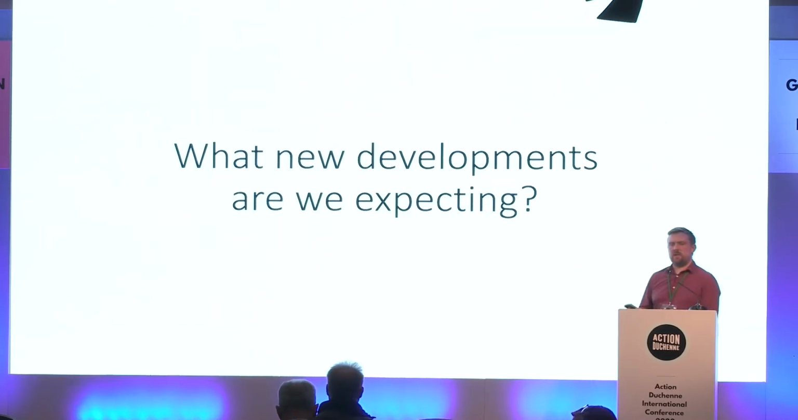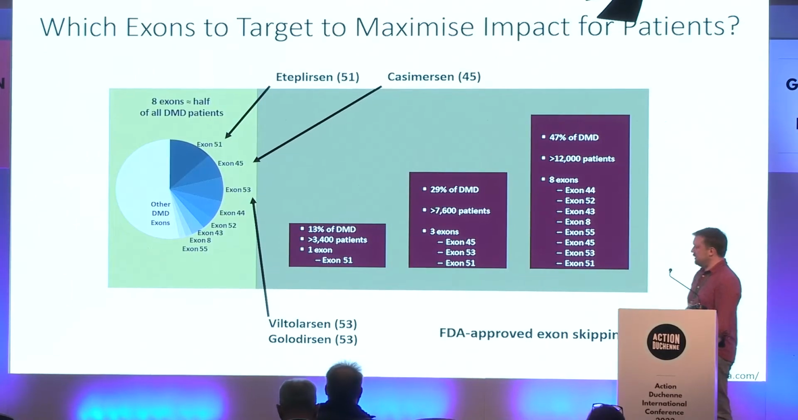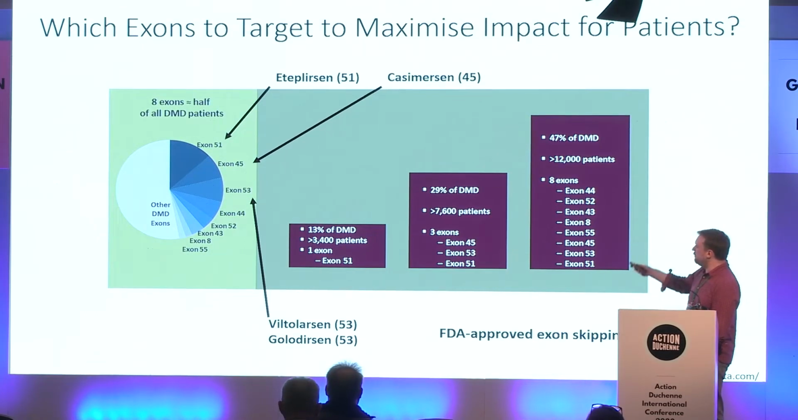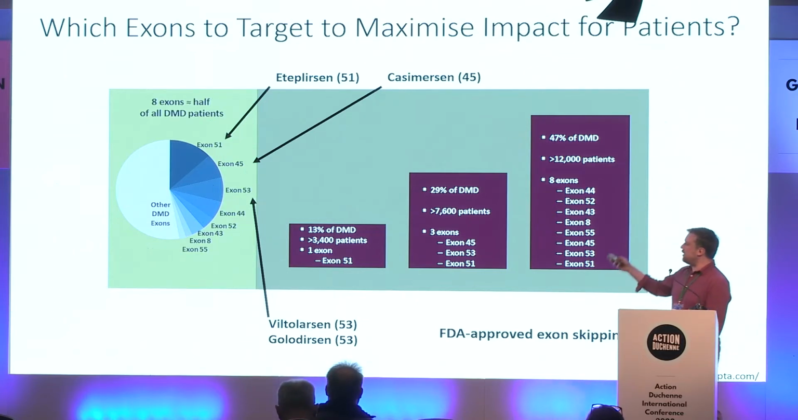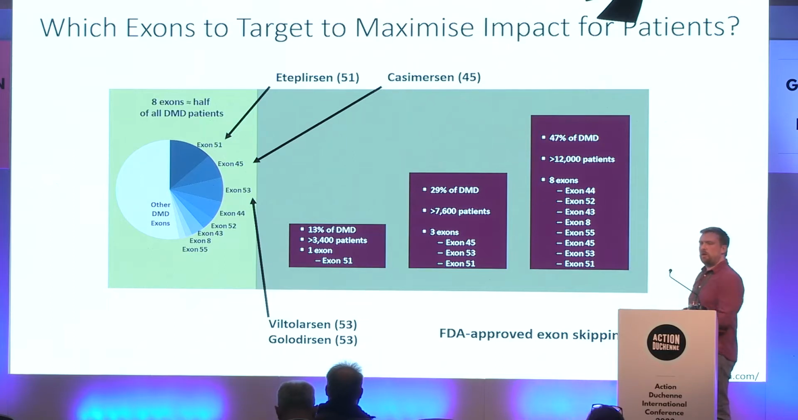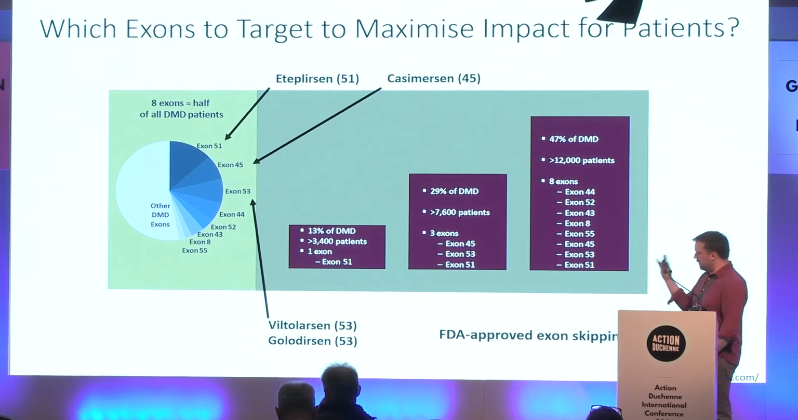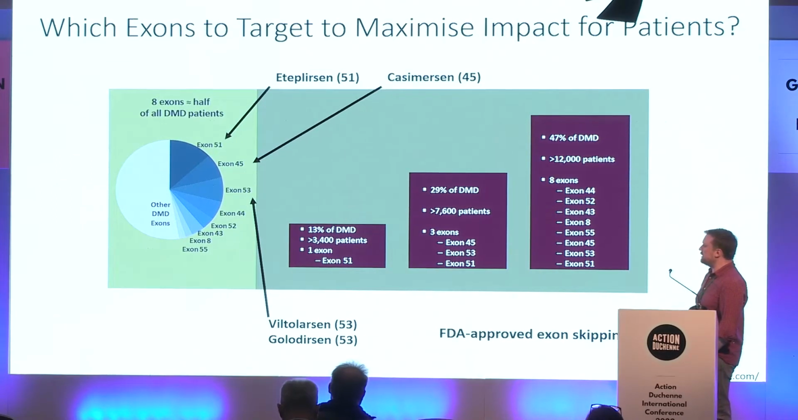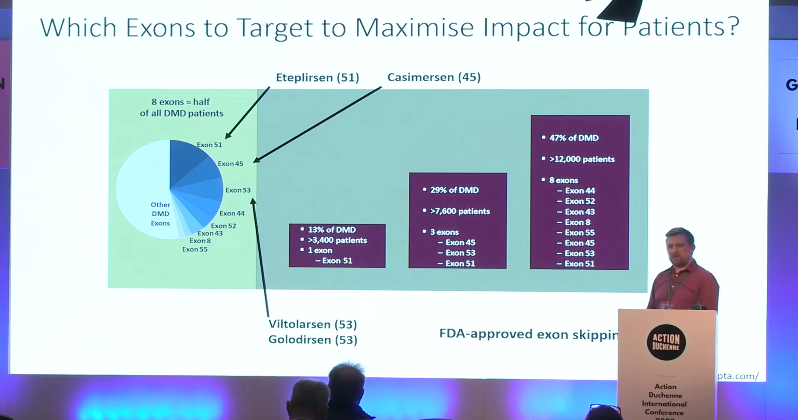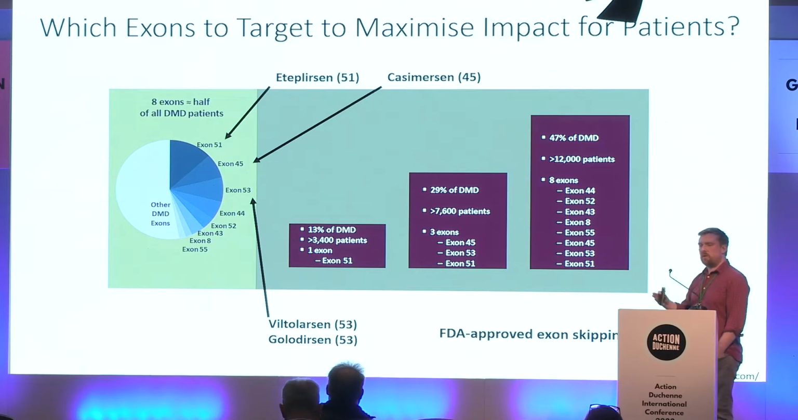So now I want to quickly outline what kind of developments we're expecting in the next few years. The drugs which I mentioned on the previous slide, shown here highlighted in bold, target exons 51, 45, and 53. You can see that these are the biggest single chunk of exons that could be used to treat DMD patients. There are lots of other exons that are skippable that could also be of benefit, but the proportion of patients to which this applies is getting less and less.